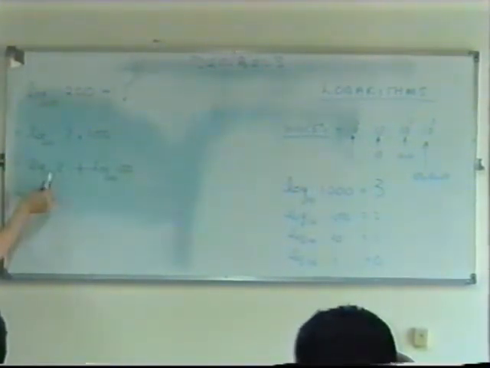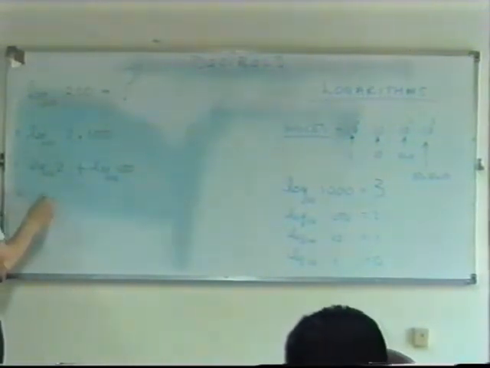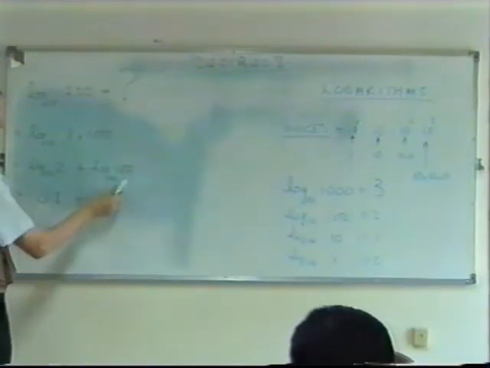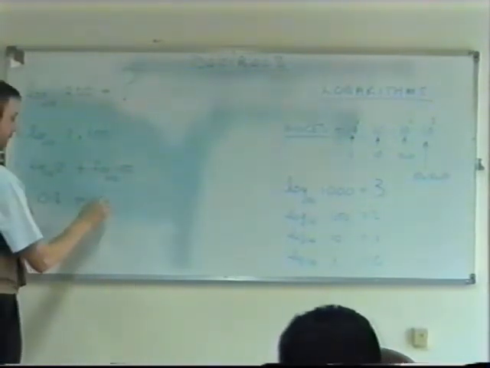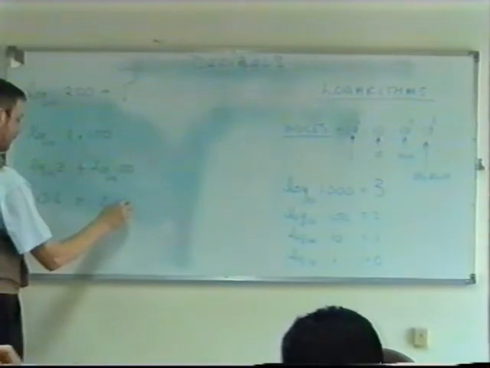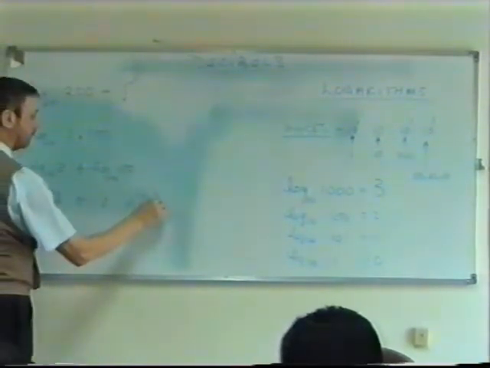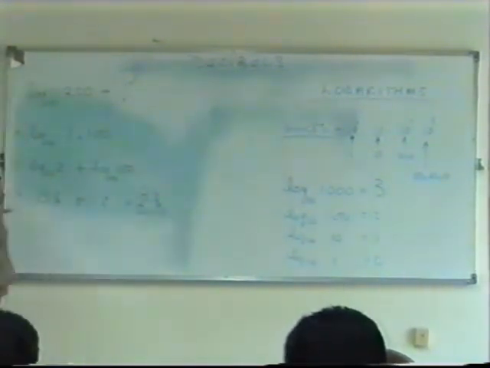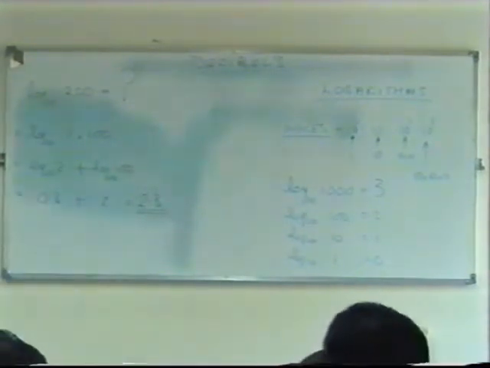Which we know, the logarithm of 2, we learnt that was 0.3. And the logarithm of 100 is 2. So the answer would be 2.3. Do you see how we did that?